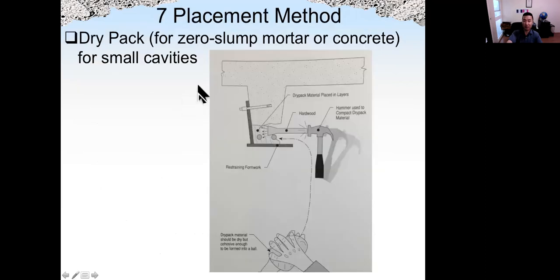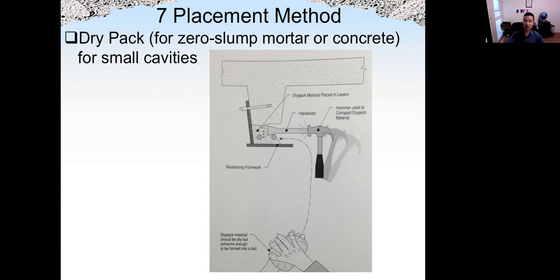And finally, the placement method. After we select the materials and prepare the substrate, we need to place the new materials. One of the methods is dry pack.